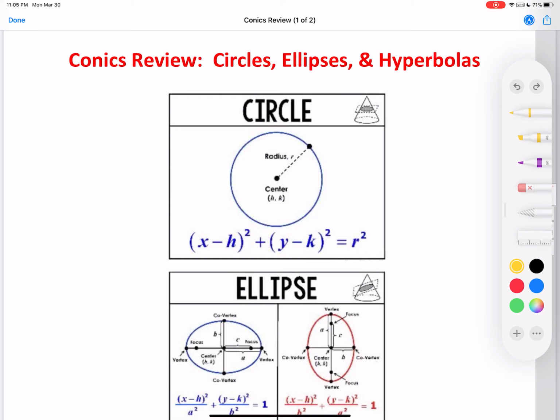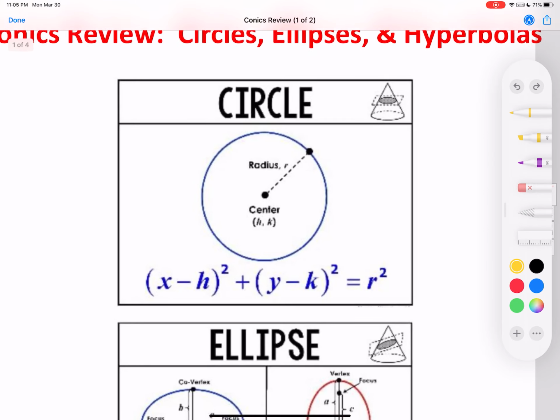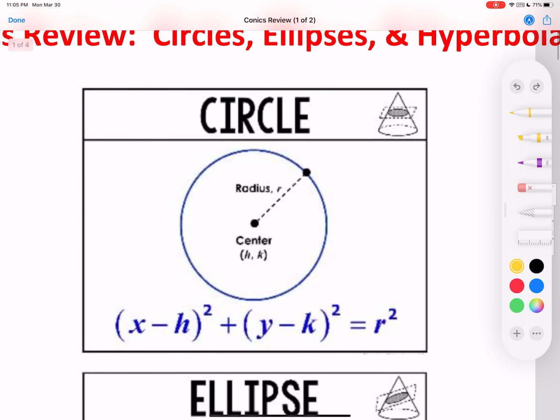So for our circle, we want to take a look at what that equation looks like. The standard form of a circle has the format (x - h)^2 + (y - k)^2 = r^2. Now we want to remember that the h and the k are going to be the center of our circle, where the r will be our radius. Okay, so that's our circle.